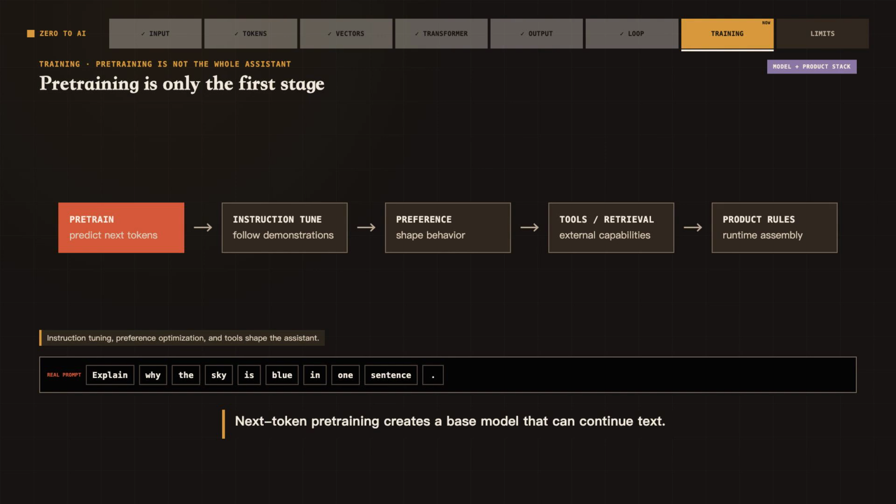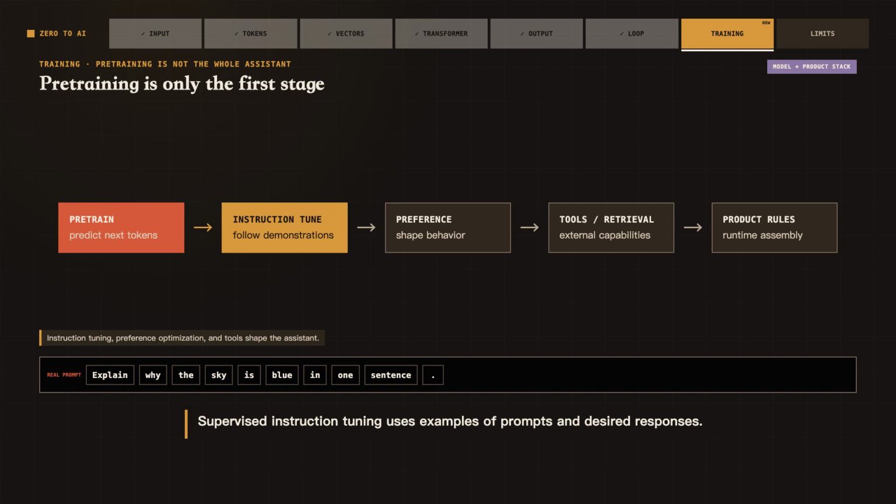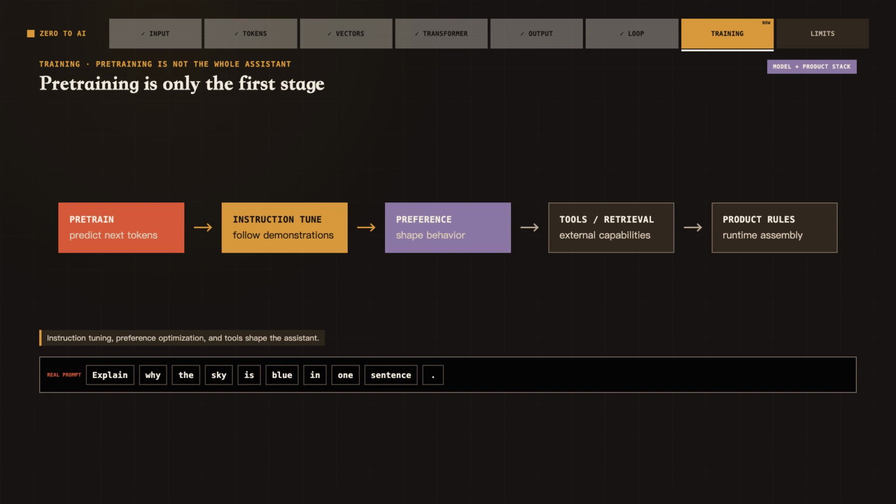Next token pre-training creates a base model that can continue text. A chat assistant usually undergoes additional training. Supervised instruction tuning uses examples of prompts and desired responses. Preference-based methods compare possible responses and adjust behavior toward selected preferences. Safety training and specialized data can change which responses are likely in particular situations. The exact post-training recipe differs by organization and model. Some details are public, others are not.